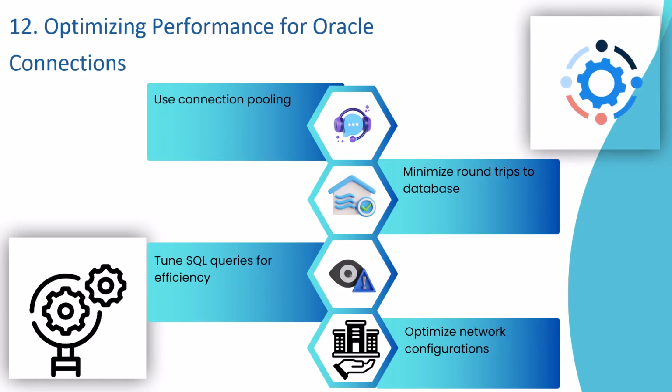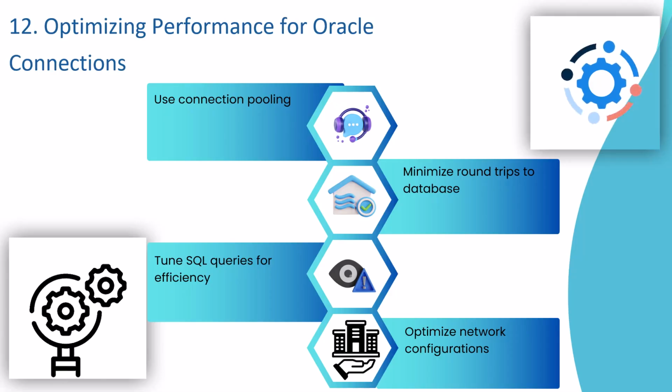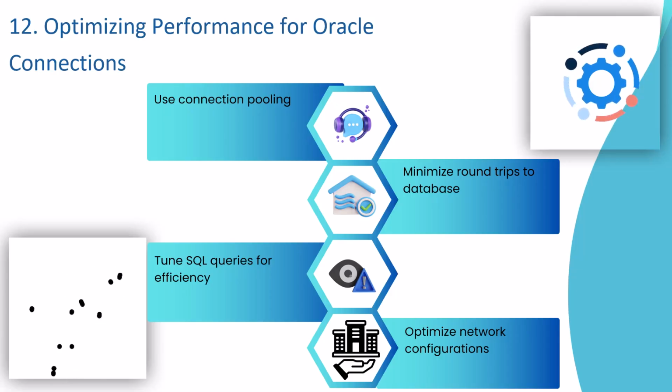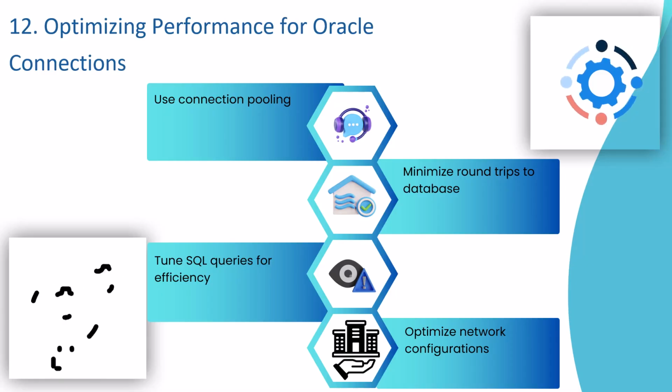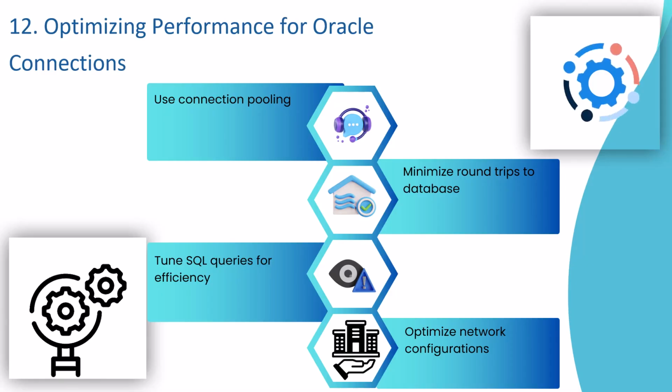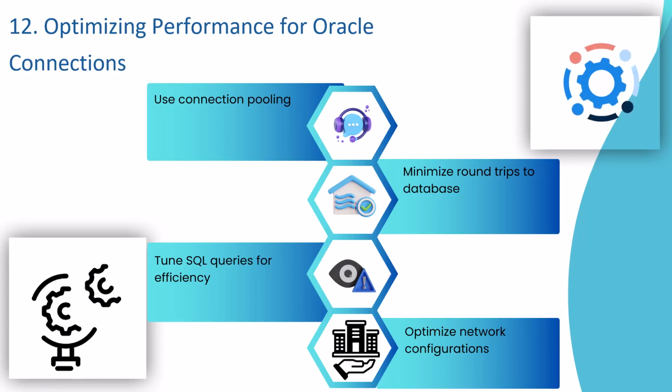Oracle connections are like VIP passes. You want them to be fast and seamless. Connection pooling reduces overhead by reusing established links. Fewer round trips mean less waiting around, so keep calls efficient. Tuning SQL queries ensures the database doesn't throw unnecessary tantrums. And optimizing your network setup, well, that's like making sure your internet doesn't lag during a movie night.